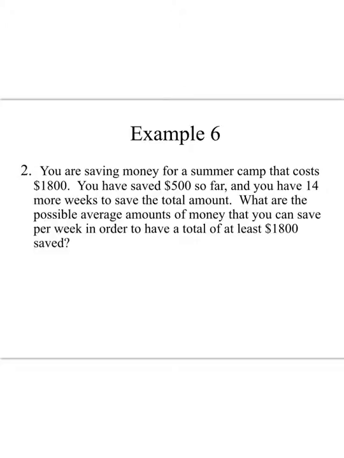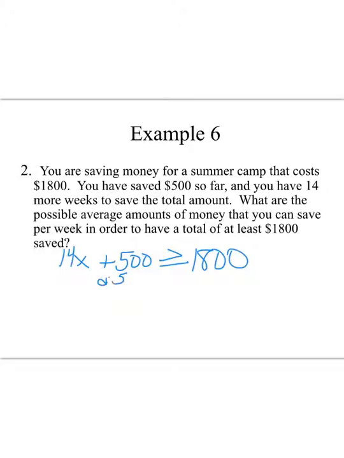The last one we're looking at, we're saving money for a summer camp that costs $1,800. So we need at least $1,800. We can have more than $1,800. We can save as much money as we want. But we have to make sure that we at least have that total of $1,800. I've saved $500 so far. Plus I have 14 more weeks. I need to figure out what I need to save each week.